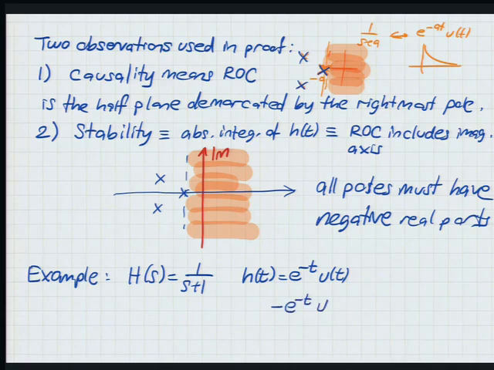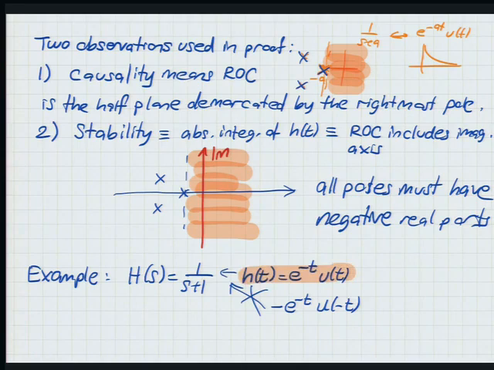Put a negative sign and flip u. So it's a left-sided signal, right? So they both give you the same transfer function. But this is disqualified because it fails the causality condition. By causality, the only viable h of t is this one, right?